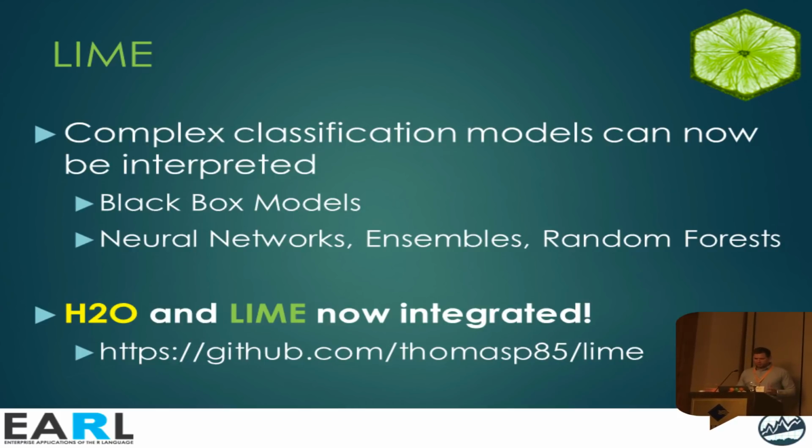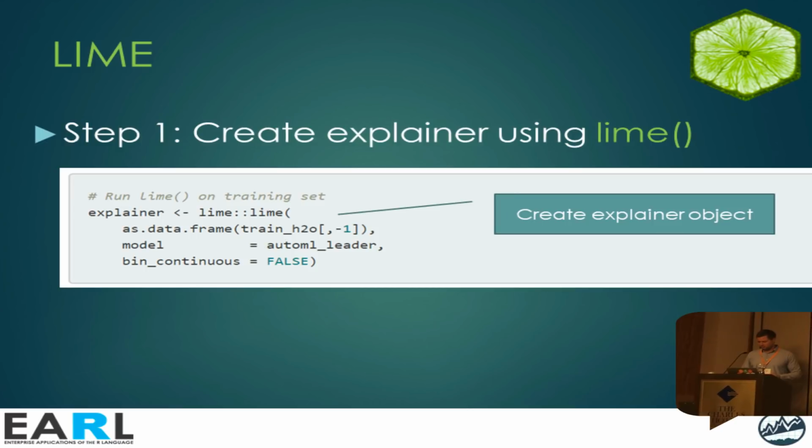So this, in turn, the end result is complex classification models, such as black box models that are traditionally not explainable. Things like neural networks, ensembles, random forests, they can now be explained. And as of here recently, just a few weeks ago, H2O and LIME are now integrated, meaning if you follow the post, we actually had to come up with some special functions to link them all up. But we've since got those functions integrated into LIME. So Thomas Lin Pedersen and I worked on that to get that pushed. So as of now, if you download the GitHub version, you're all set up to go.